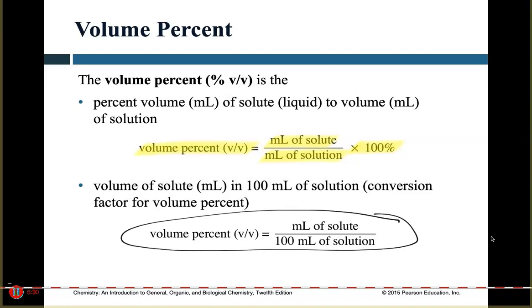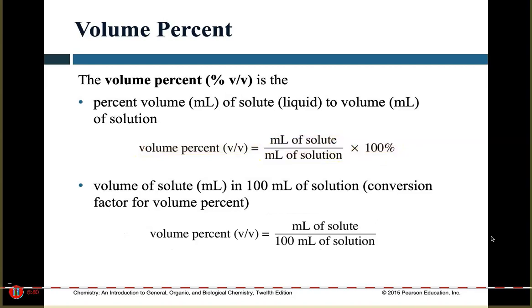And just like what we saw with mass percent, we could also represent this as the number of mils of solute that would be in a theoretical 100 mil solution. Again, it mostly comes from because we multiplied it by 100%. So it's nothing special. It's just the way we set it up.